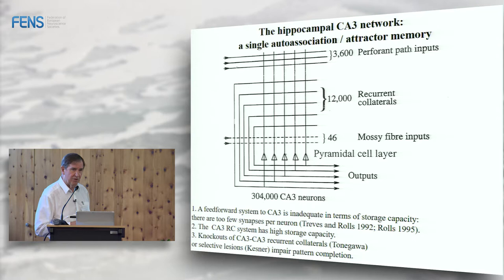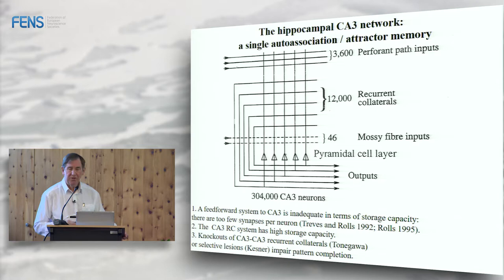Now that's crucial. So Alessandro Treves and I, in I think it was 1992, published a paper which showed that you can't do retrieval with that small number of synapses, and you can do the retrieval with that number.